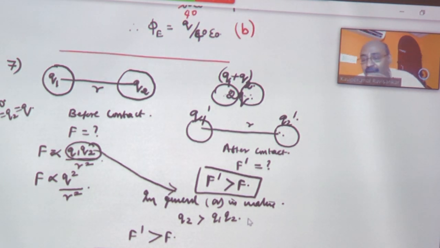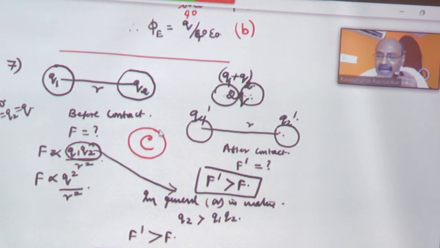So what is the option? The option is considered to be C. That is, after the charges are separated making contact, the force will be more than that of the previous force. That was the concept. This is question number 7.